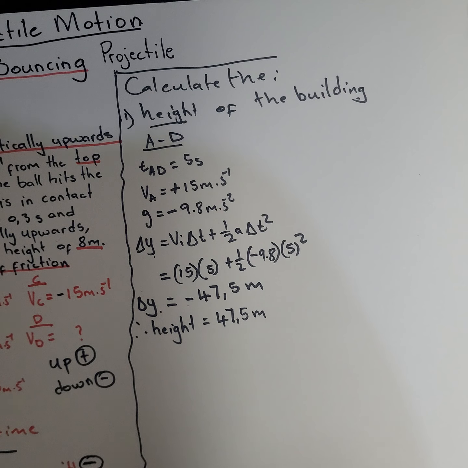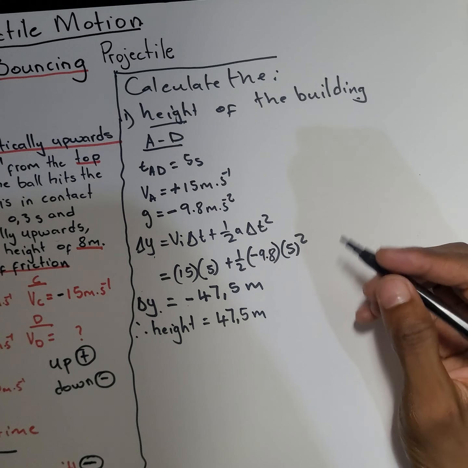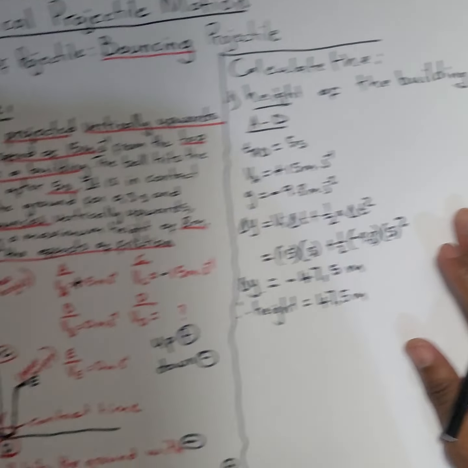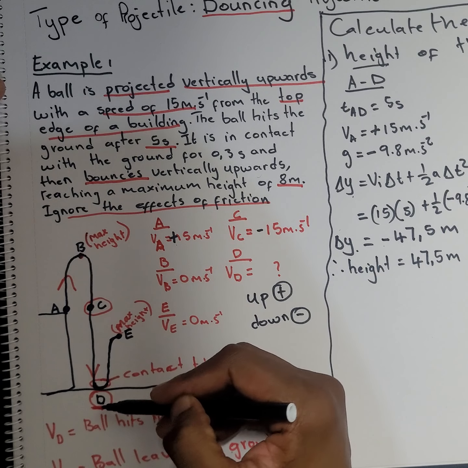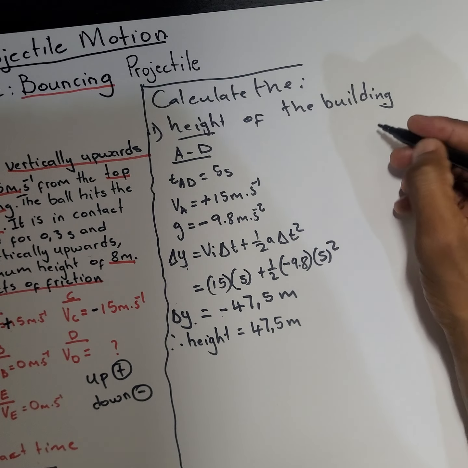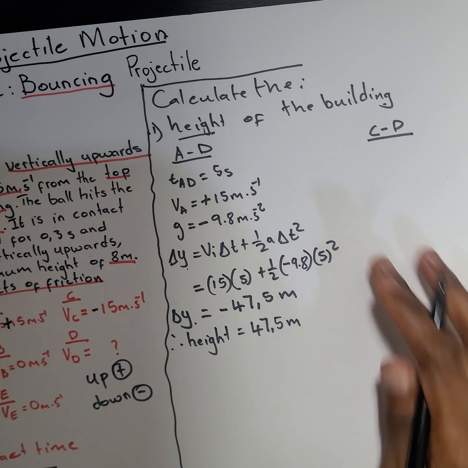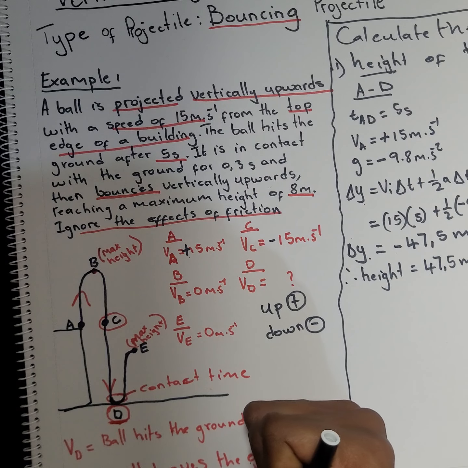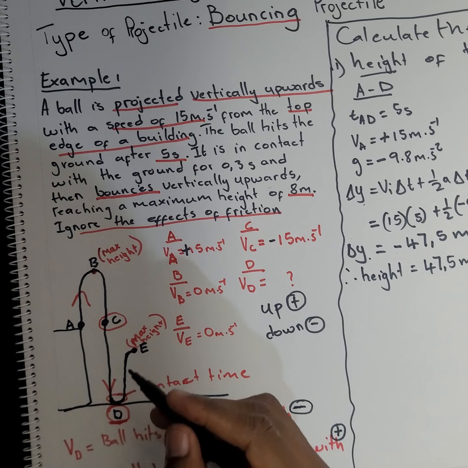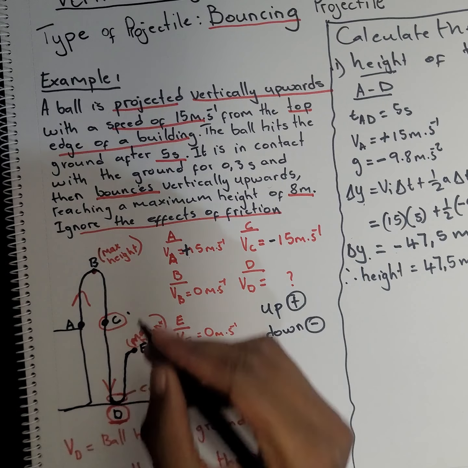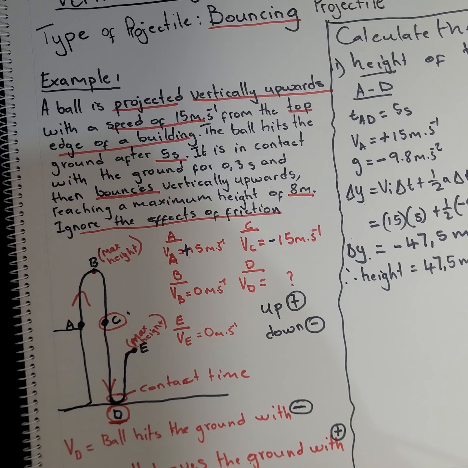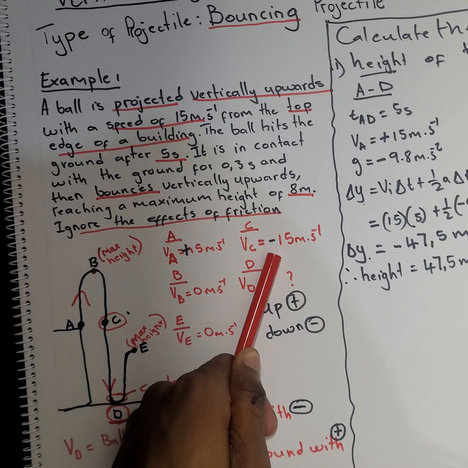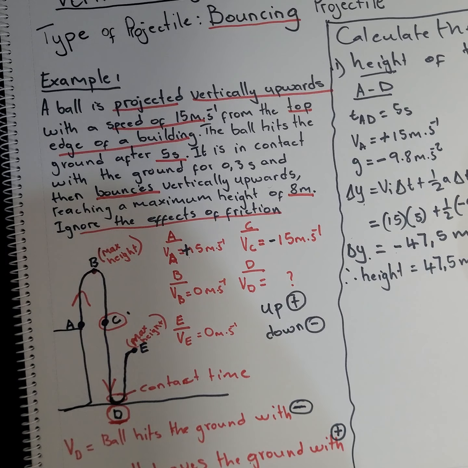But someone can choose a different approach. To say, let me work with the motion from C to D. Okay, it's fine. C to D. Now, working with the motion from C to D will then say to me, I have the velocity at C, which is now a negative 15 meters per second.